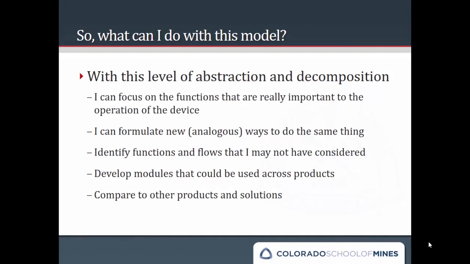So now that we have this model, what are we going to do with it? Well, we can focus on the functions that are really important to the operation of the device. We could potentially formulate new ways of doing the same thing. If we know the general functionality of things that need to be done, how we're going to implement those is going to be pretty much up to us. We want to identify functions and flows that may not have been originally considered. Maybe there's some things that we forgot. Maybe there's some things we left out because we said that's too much detail, but maybe it actually is really important to the operation of the device.